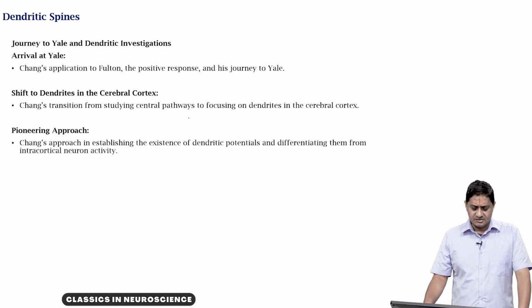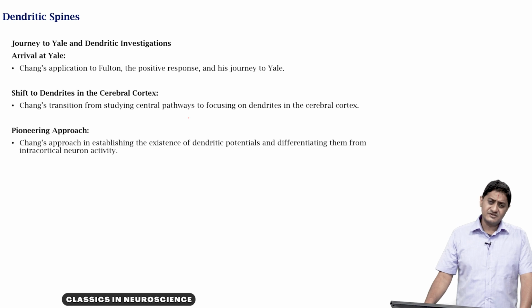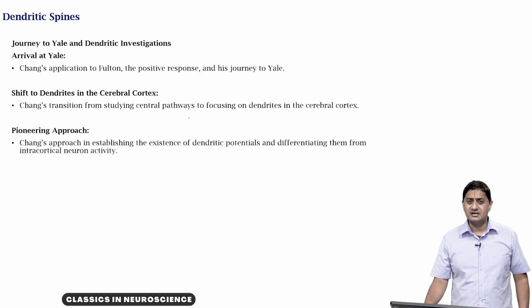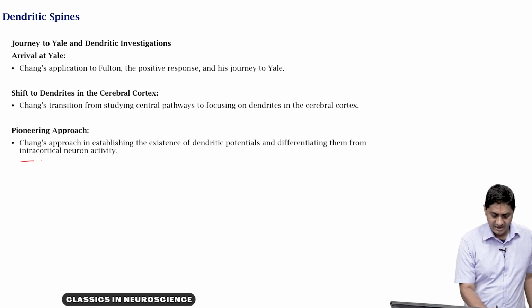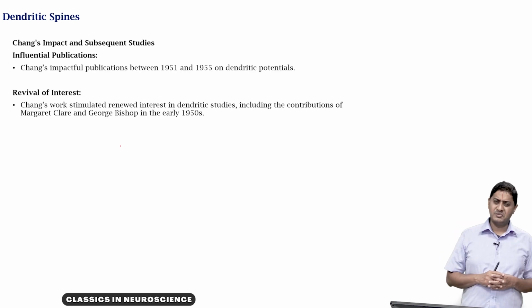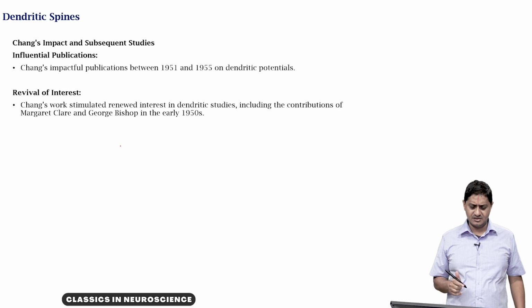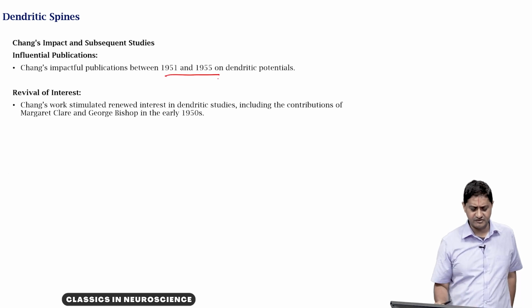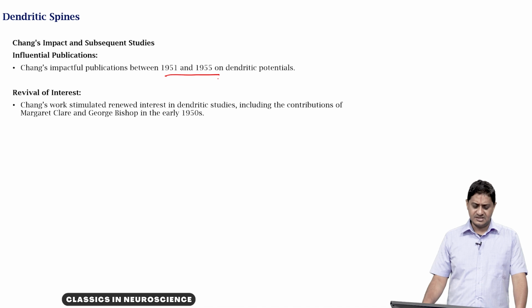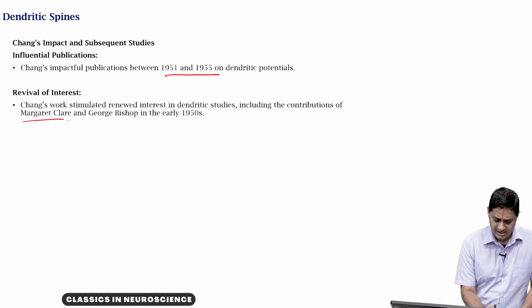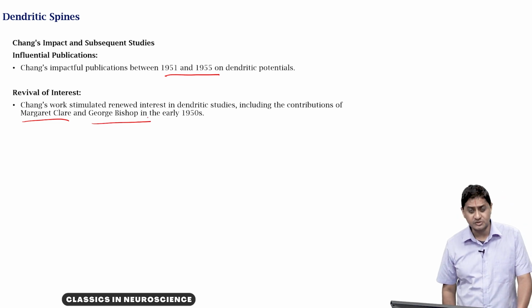So, he started focusing on dendrites. Earlier he was focusing on central synapses or central pathways, later he started focusing on dendrites in cerebral cortex. His approach essentially established the existence of dendritic potentials, and it differentiated them from other activity, intracortical neuronal activity. He published a whole series of papers on dendritic potentials between 1951 and 1955. This essentially stimulated or increased or renewed interest in dendritic studies. Also, there were others who contributed, Margaret Clare and George Bishop, early 1950s, who contributed to this line of work.